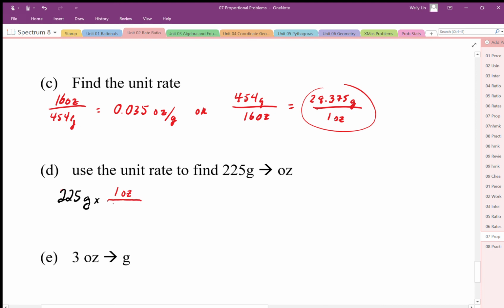and the 28.375 grams on the bottom. Grams and grams cancel out. So basically I'm dividing by that unit rate. So 225 divided by 28.375 is going to give me 7.93.